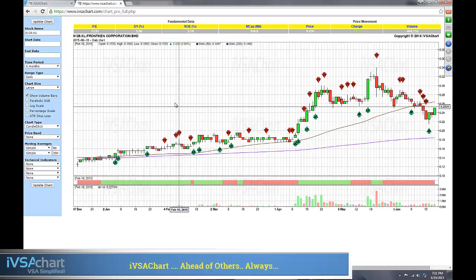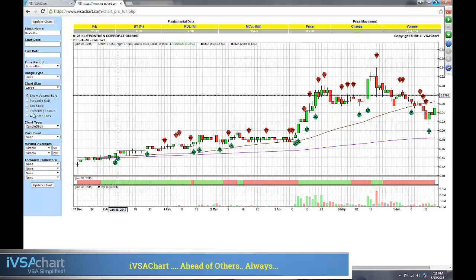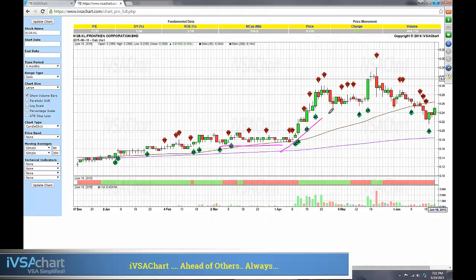Okay, let's look at FrontKen in here. Now FrontKen, of course, the market really went through a series of what we call deep breaks off. And here, this is the support we broke through, and that's where we got the upthrust and also sell off. But we have UT in here.